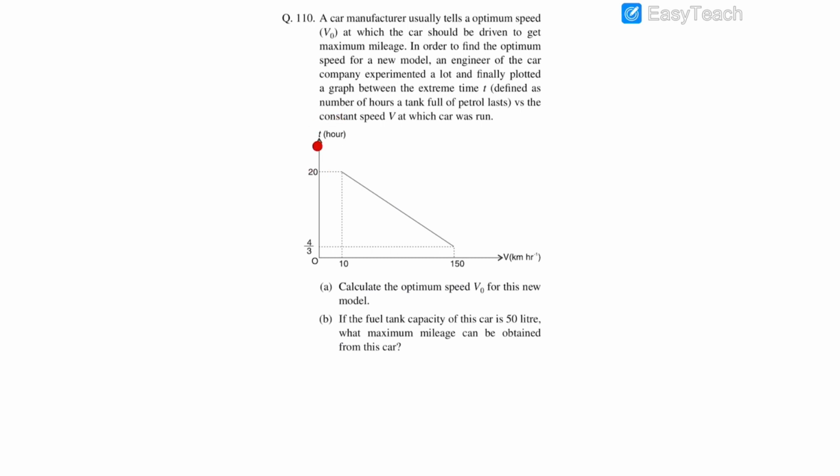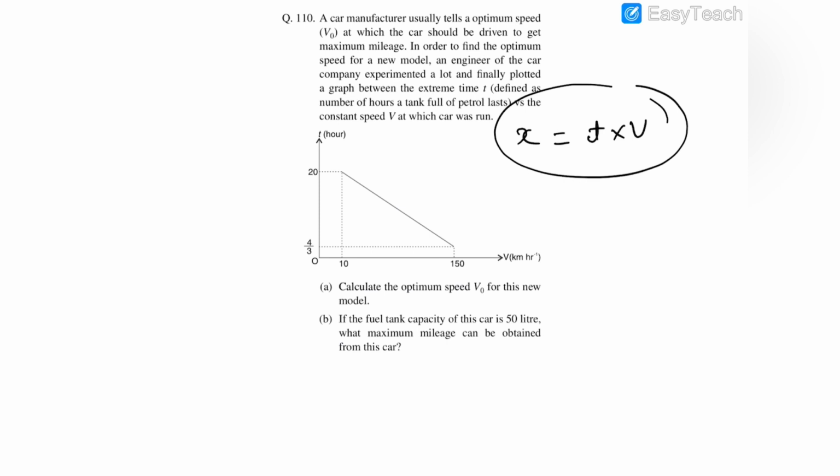So you can easily see that on the y-axis there is the time it would take a full tank of fuel to get empty, and on the x-axis it is the constant velocity with which the car was running. So let us suppose that this is the time for which the car was running and this is the constant velocity. So the distance traveled by the car will be this time into velocity. To maximize the mileage of the car, this x should be maximum, and therefore the product of t into v should be maximum.